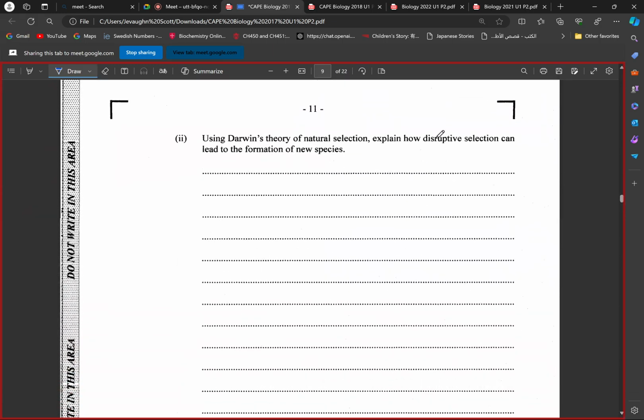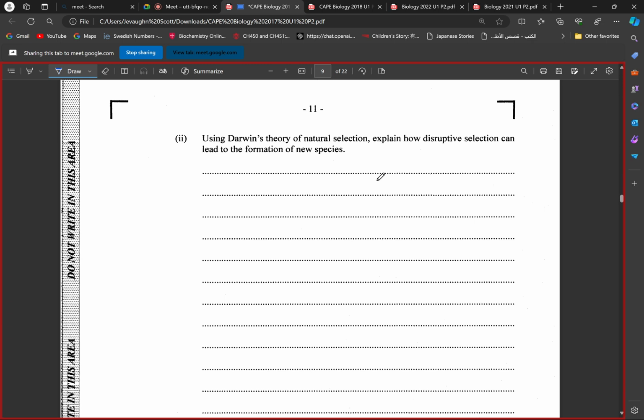Using Darwin's theory of natural selection, explain how disruptive selection can lead to the formation of new species. So first, we're looking at Darwin's theory of natural selection, which is basically speaking about the survival of the fittest. When organisms adapt to obtain advantageous traits, they're more likely to live towards maturity and to carry on those advantageous genes to the next filial generations. Therefore, that would give continuity of the most advantageous genes within the specific environment.